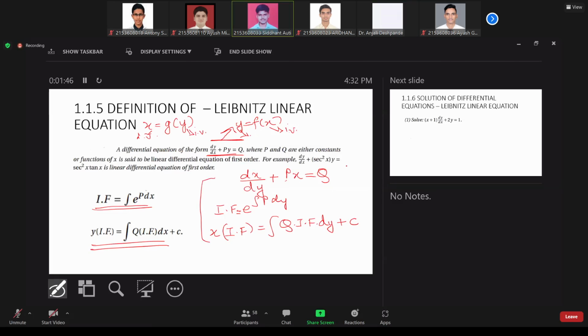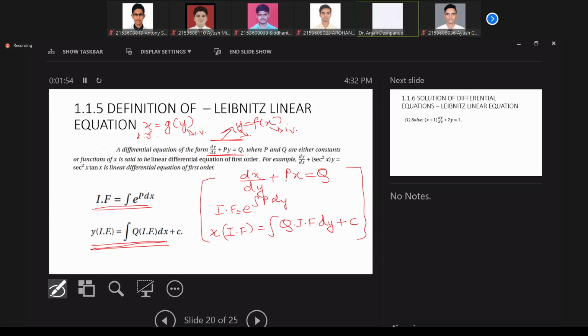Which part should I repeat? The formula part? First of all, you tell me one thing. When we write dy by dx plus py equals q in this form, which is the dependent variable and which is the independent variable? It is a very easy question.